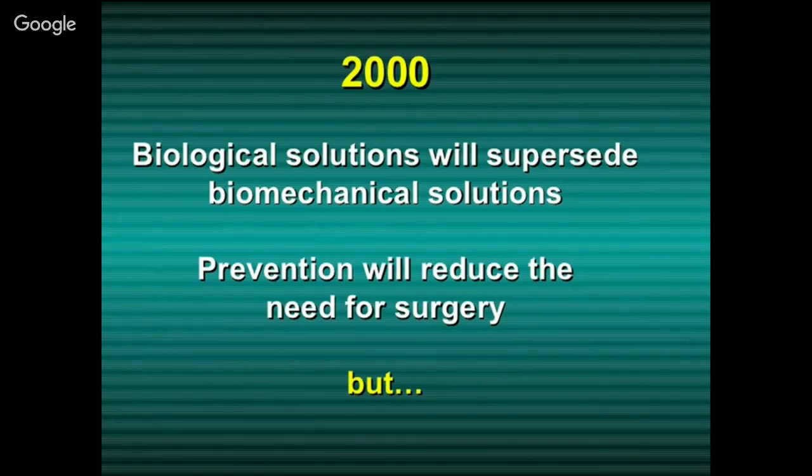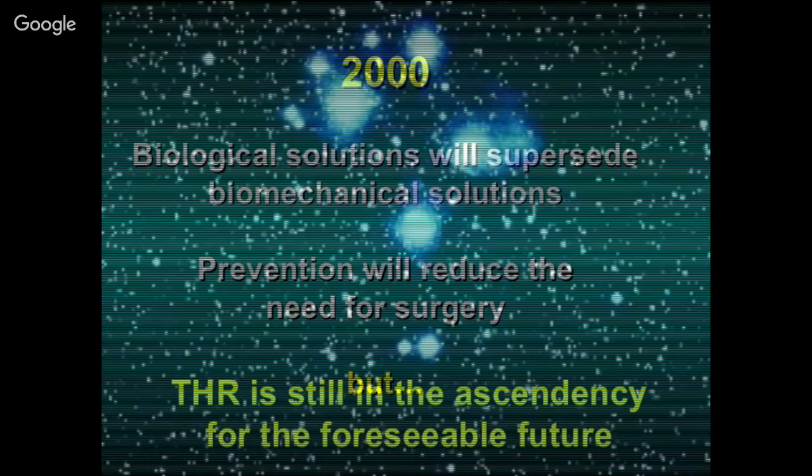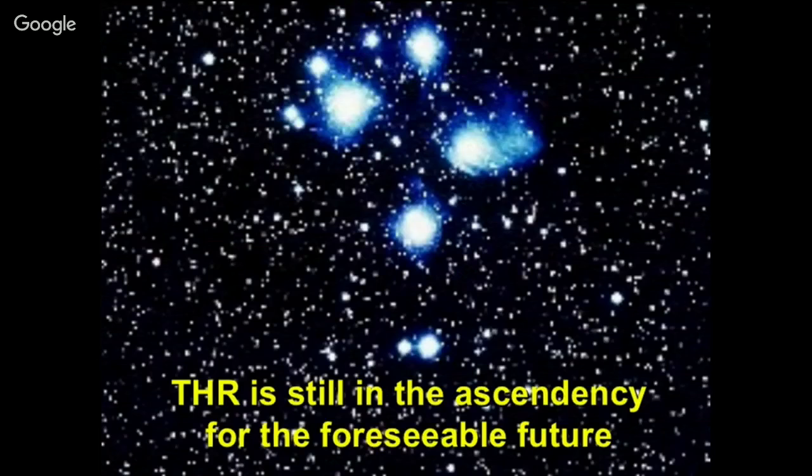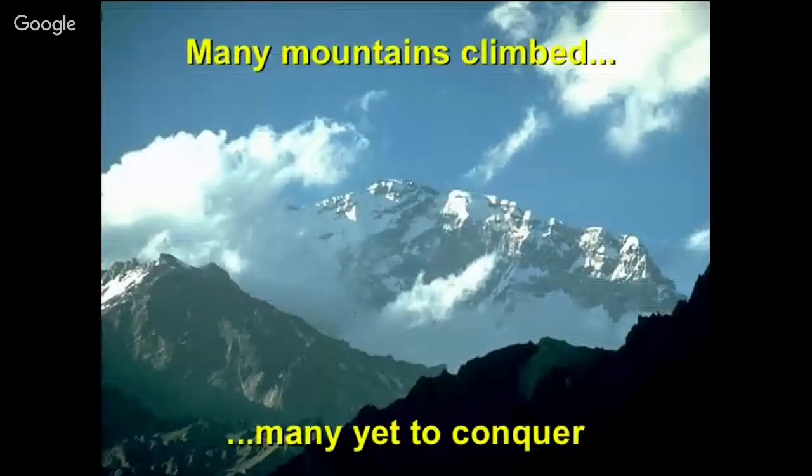In 2000, biological solutions will supersede the biomechanical solution. Prevention will reduce the need for surgery, but THR will still be ascending for the foreseeable future. This is just an evolution of how total hip replacement and joint replacement surgery is going. Now we are going for gene therapy and tissue engineering, because all the implants we are using have a maximum lifespan of 20, 25 or 30 years, that's all. So now we are all going for the biological solution.